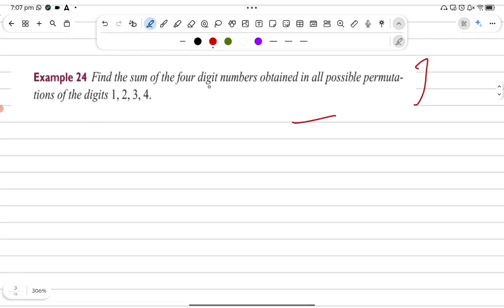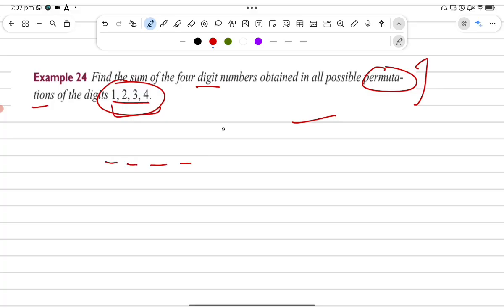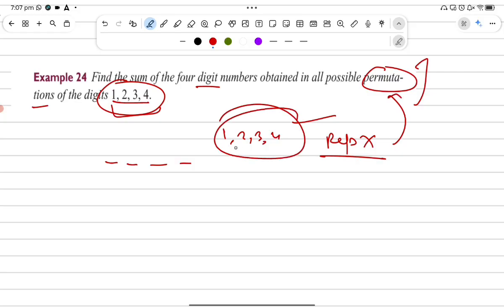So you've got 4-digit numbers. You're supposed to find the sum of all 4-digit numbers obtained in all possible permutations of the digits. Now don't get intimidated by permutations. This is not a new concept you're introduced to. Permutations means all different sorts of arrangements of these numbers. Same thing as saying total number of 4-digit numbers made of digits 1, 2, 3, and 4 such that repetition is not allowed. All sorts of arrangements of these you can make, and you have to add all those.